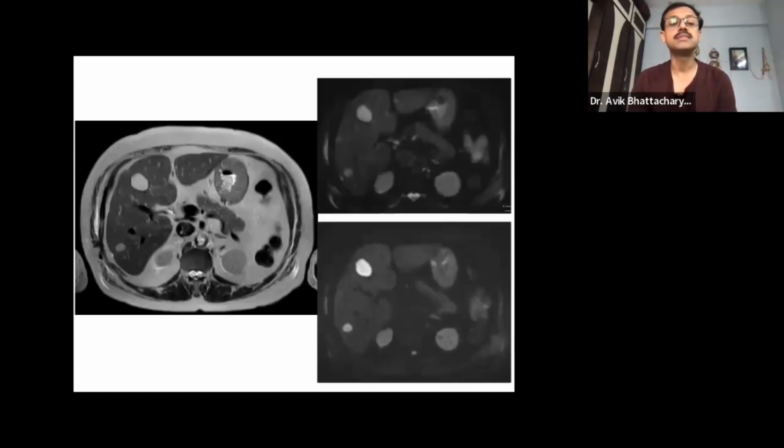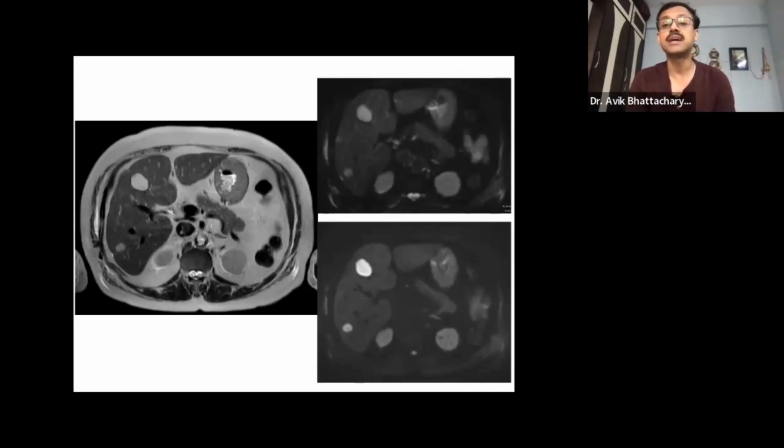Another picture, this is an MR picture of a cystic lesion in the liver. Why have I kept this? Because the left-hand side image is the T2 weighted image. In T2 weighted images, all cystic structures appear bright. Here, both lesions are looking bright or more white than the rest of the liver parenchyma. So most likely this is cystic.